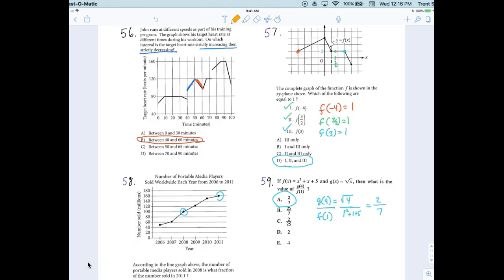Relax. F of -4 means go to -4 and tell me what the y is. I went to -4. Notice I highlighted it red for you. So you can see the y value is 1. Do you agree with that? I went to -4 and went up to 1. Then I went to 3/2. 3/2 is 1.5. So I went to 1.5, which I marked in green. And I showed you that that y value is also 1. And then I went to f of 3, which is the blue. F of 3, I went up to 1.